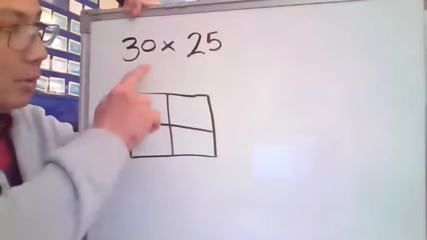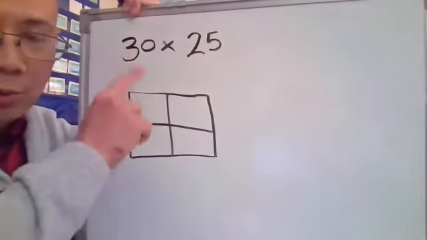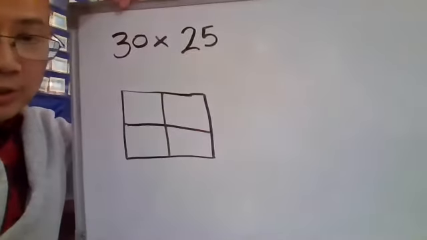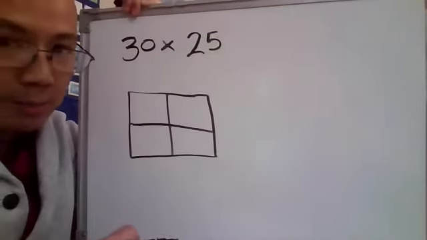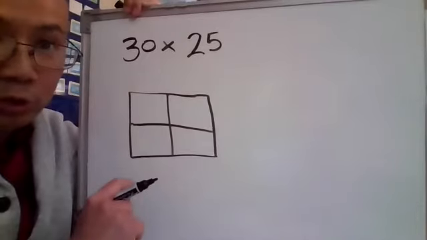Here we go. The number is 30 times 25. Now we want to double check and make sure we're accurate. Don't worry about being fast. We don't have to memorize anything. Just be accurate when you do the steps.